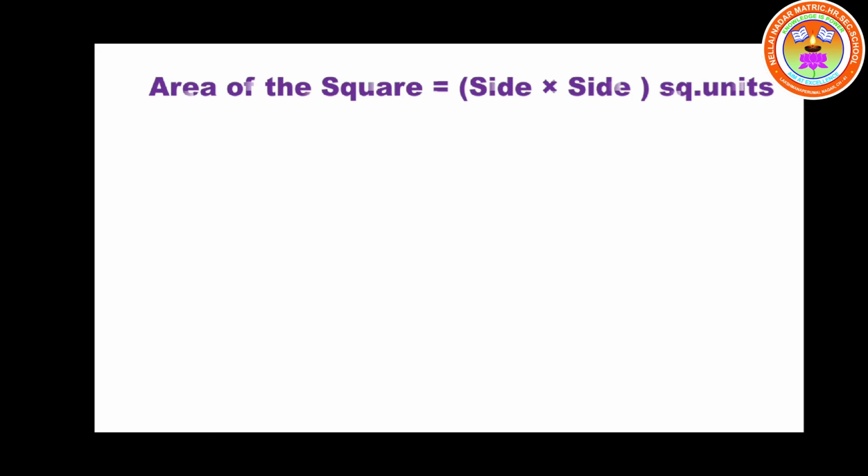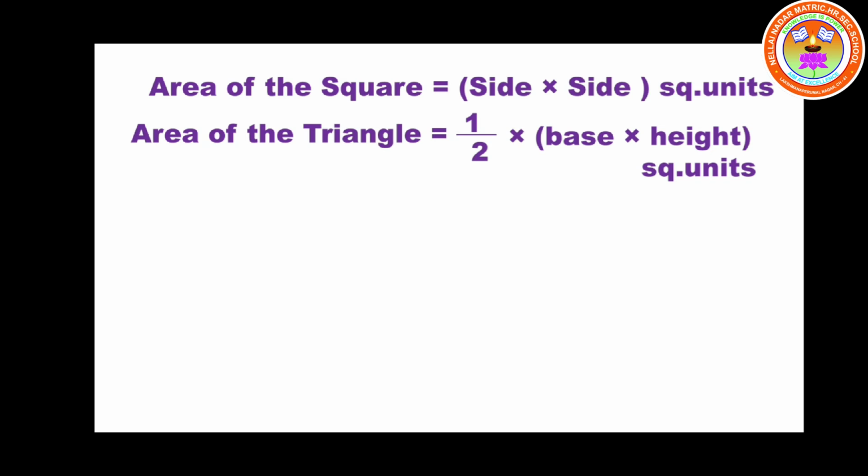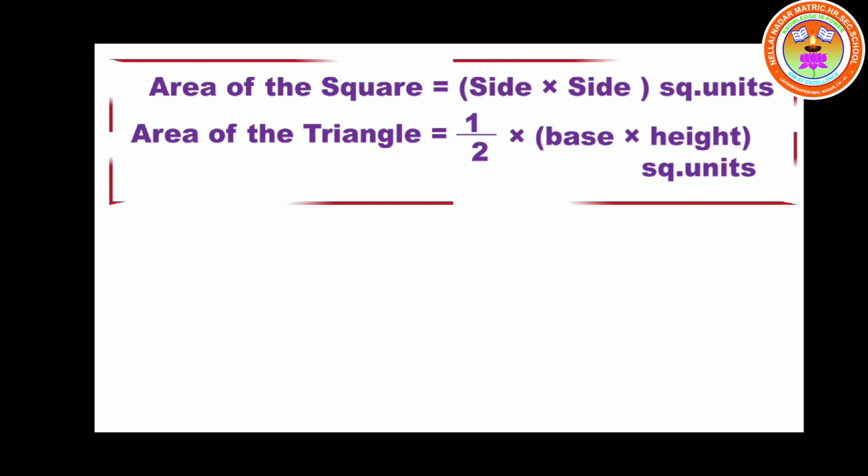Now next we have to find the area. So, you have two shapes in this diagram. One is the square and the other one is the triangle. Okay. Now area of the square is equal to side into side square units. Area of the triangle is equal to 1 by 2 into base into height square units. Here we have two shapes, so we have to apply two formulas. One is the area of the square and the other one is the area of the triangle.